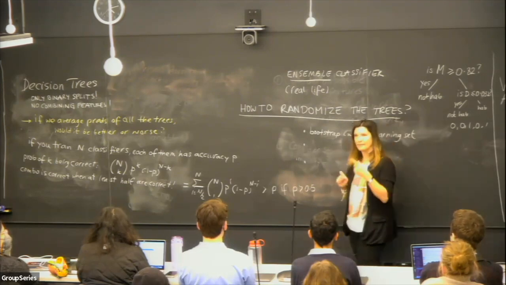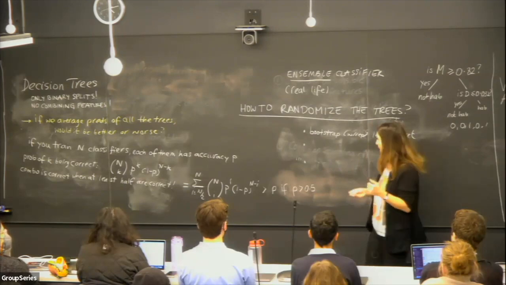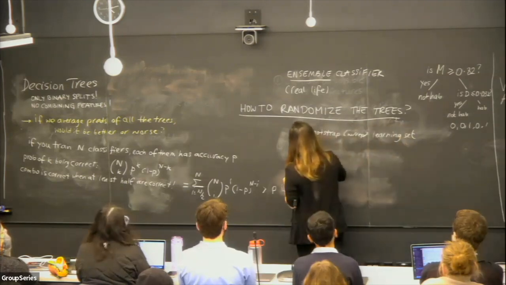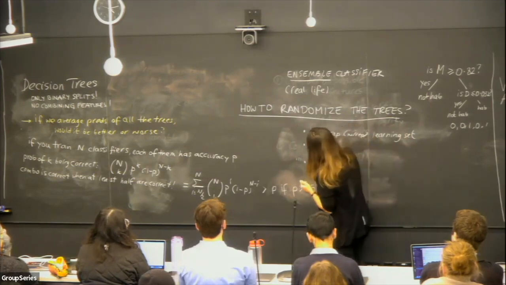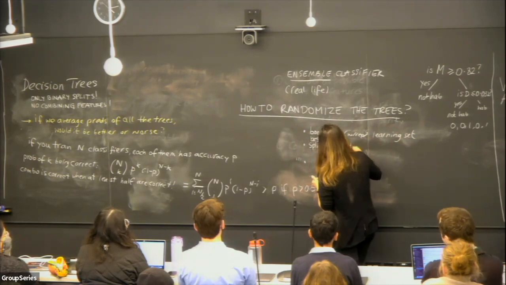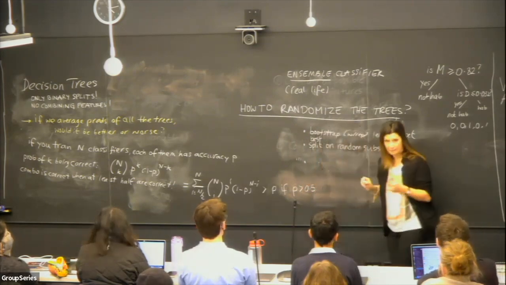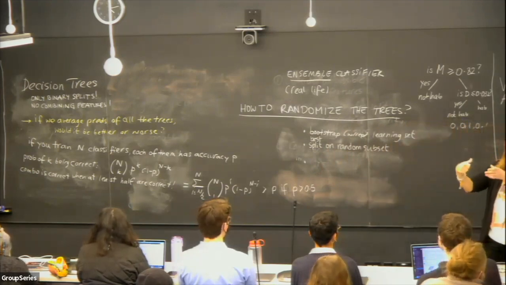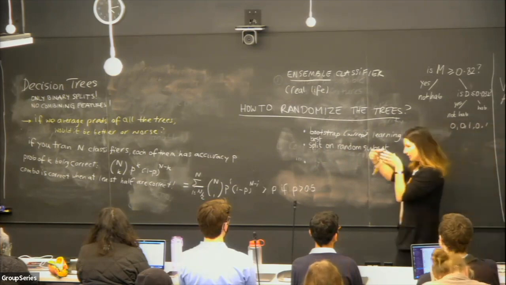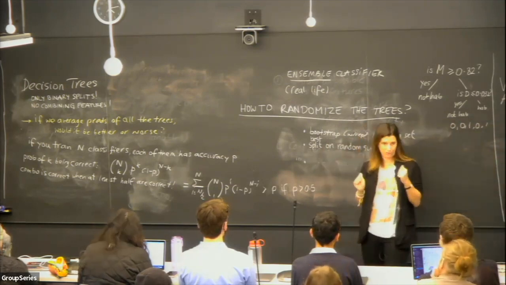The other one that I think we also mentioned is we can subsample the features. In this case, I can only find the best split on a random subset. So rather than considering all the possible splits in all the possible features, at each step I decide I'm just going to look at this random subset of features and choose the best split in those.